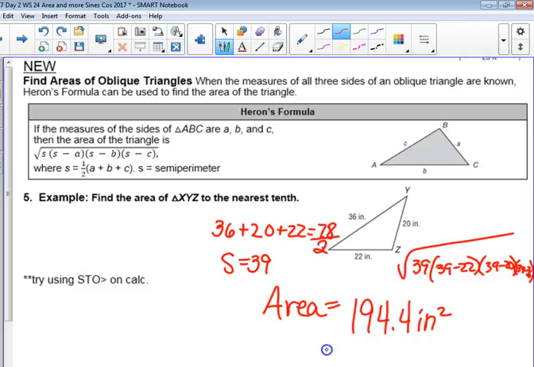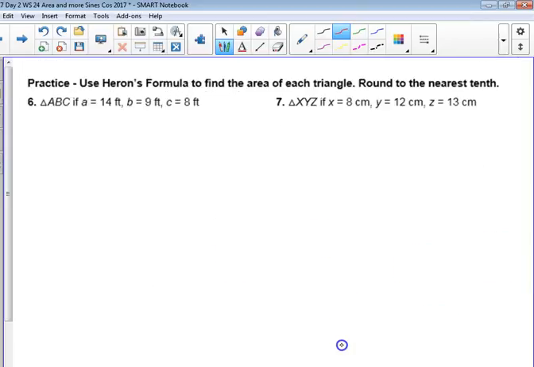And when do you use it? For area, and you know all 3 sides. Okay, area, and you know all 3 sides. Why don't you pick one of these and try it? Okay, you don't need to do both. Pick one of these 2 and try it.